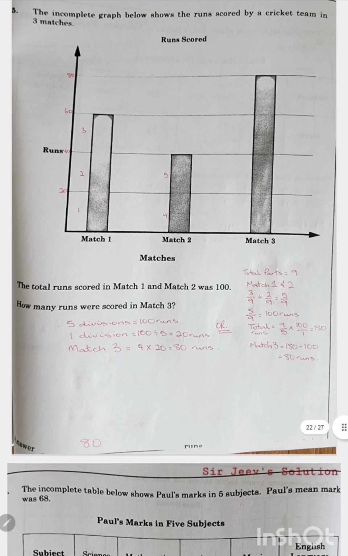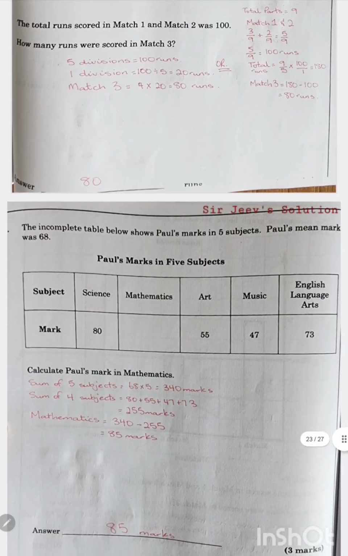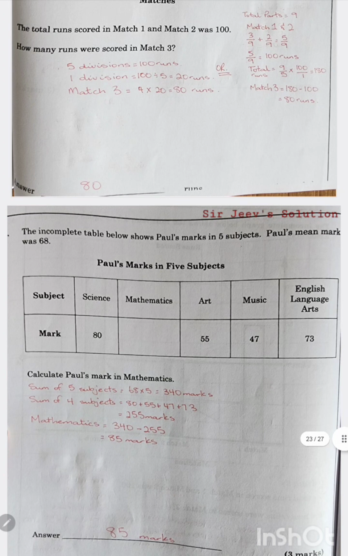Number 36 states, the incomplete table below shows Paul's marks in 5 subjects. Paul's mean mark was 68. So we have science, mathematics, art, music, English language arts. Calculate Paul's marks in mathematics. Whenever you have to find an unknown in the mean, you always have to find the sum of the numbers. So first, let's find out the sum of the 5 numbers.